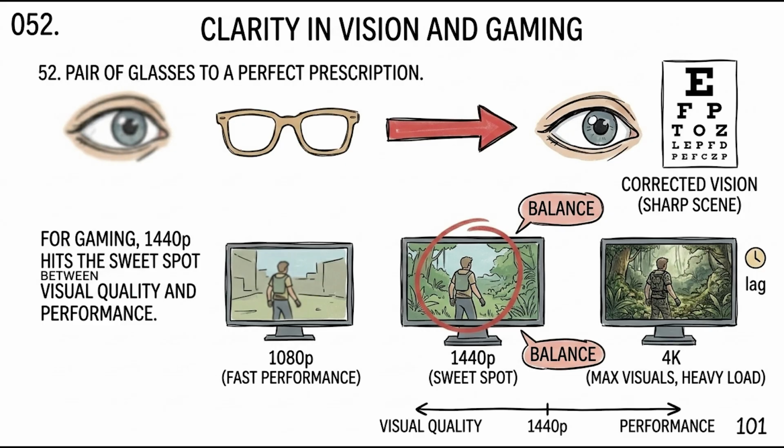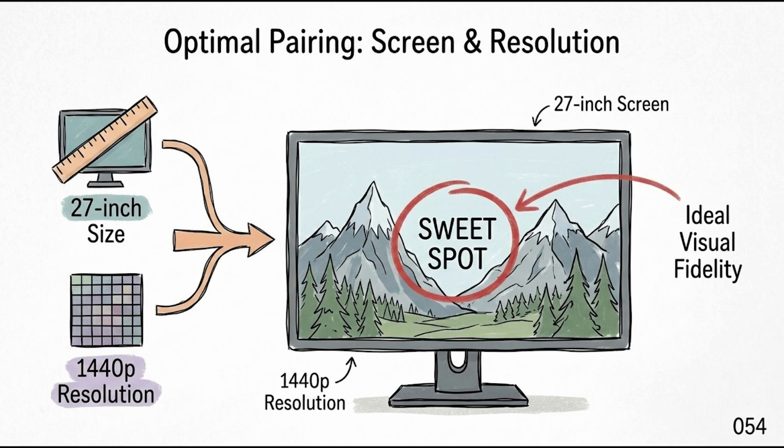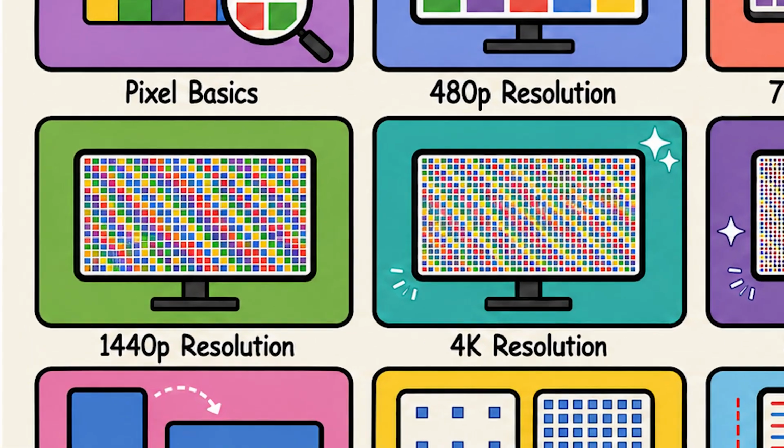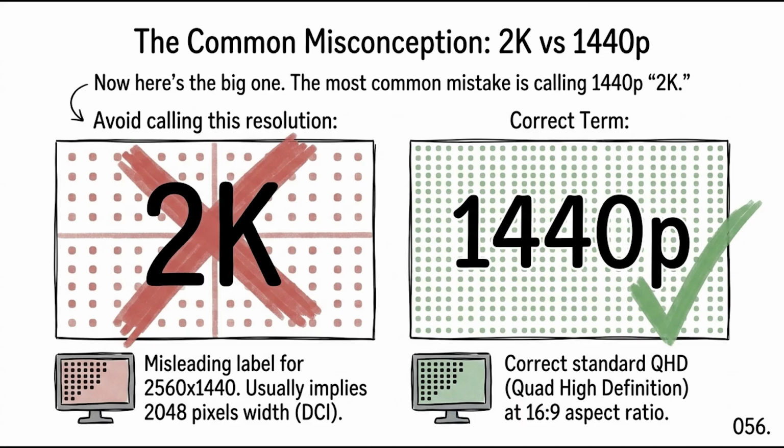For gaming, 1440p hits the sweet spot between visual quality and performance. You get a real upgrade in sharpness without your GPU bursting into flames. A solid mid to high-end card handles it comfortably. The spec that matters most is the pairing with screen size. 1440p on a 27-inch monitor is chef's kiss territory. Sharp, clean, and beautifully scaled. On a 32-inch panel, it still works but starts thinning out slightly.